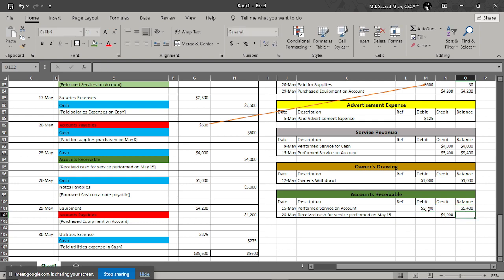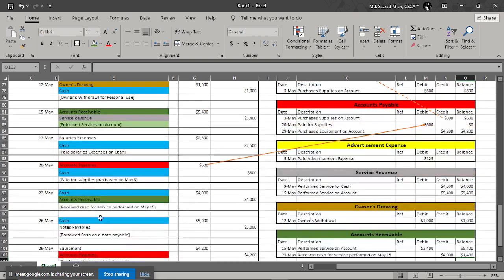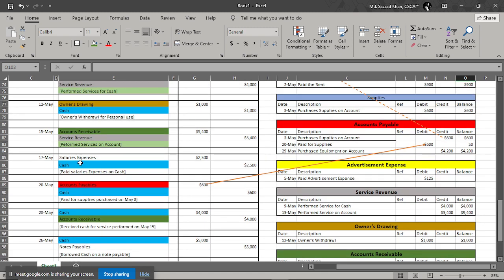So it will come in the debit side since this is a deduction. Accounts receivable is under the asset, so we deduct the credit, right? 1,400. All right. Is there any other accounts receivable account? No. So we now go back to the journal entry. What comes next? Salaries expense, right?